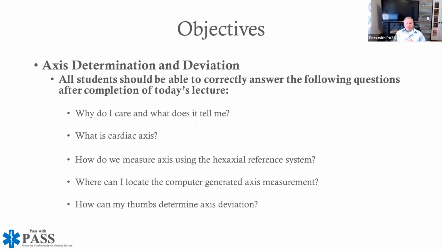Objectives today: axis determination and deviation is what we're going to be talking about. The students at the end of this should be able to correctly answer the following questions after completion of today's lecture. So why do I care about axis deviation, and what does axis deviation actually tell me? That would be the biggest question.